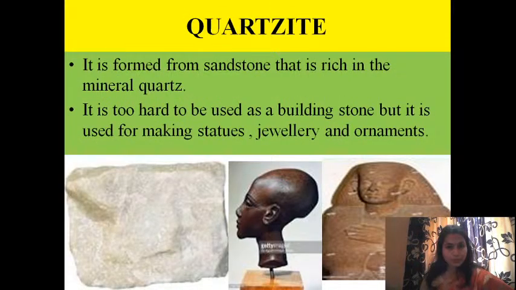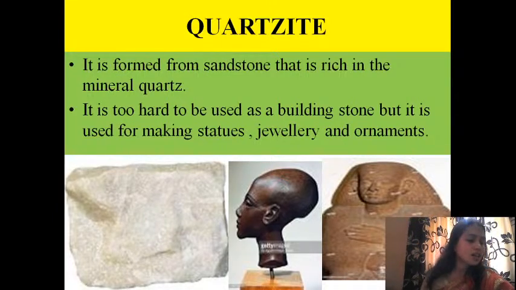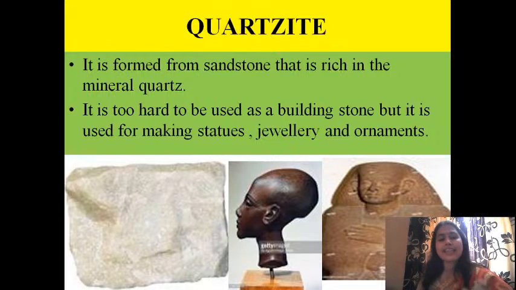Now, this is quartzite. How do we spell it? Quartzite. Yes. Quartzite is formed from sandstone that is rich in the mineral quartz. So why can we say it's quartzite? Because it is formed from sandstone that is rich in the mineral quartz. So that is why we call it quartzite. It is too hard to be used.